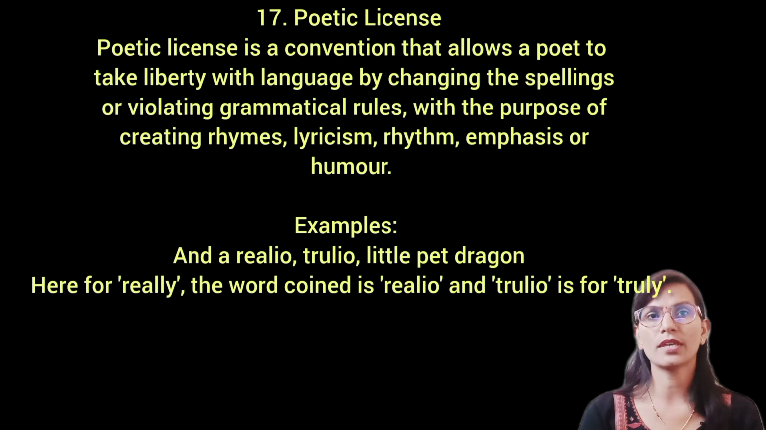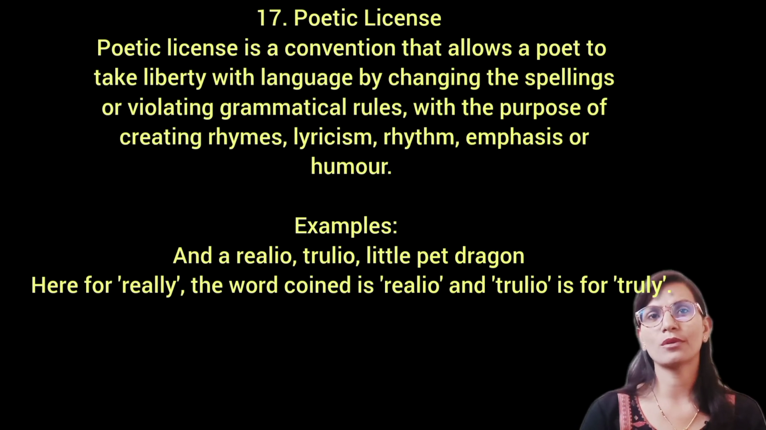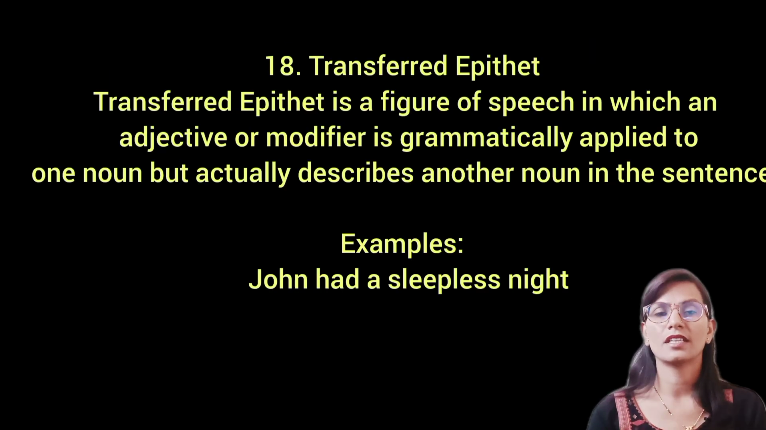Next is poetic license. Poetic license is a convention that allows a poet to take liberty with language by changing the spelling or violating grammatical rules with the purpose of creating rhymes, lyricism, rhythm, emphasis, or humor. For example, "and a Trulio, little page dragon." Here, for really the word coined is Relio, and Trulio is for truly.